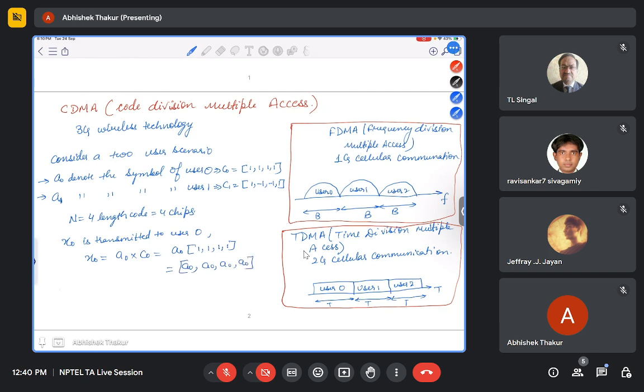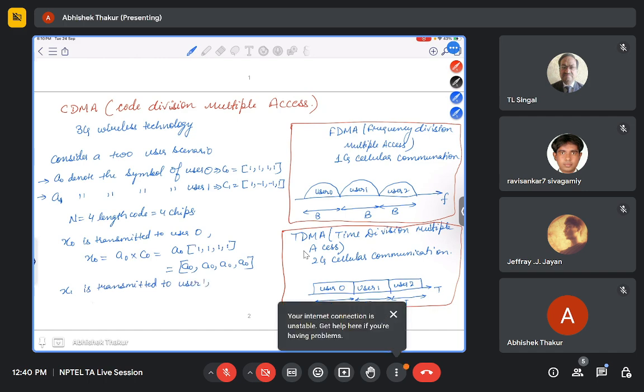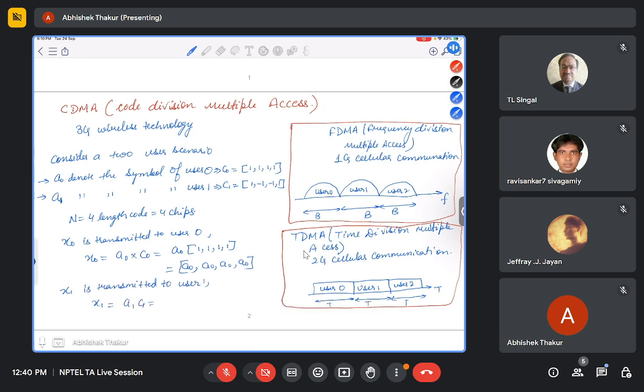Similarly, let's suppose x1 is transmitted to user 1. So x1 is equal to A1 C1, the symbol multiplied with the code of user 1. So we will get A1, minus A1, minus A1, A1.